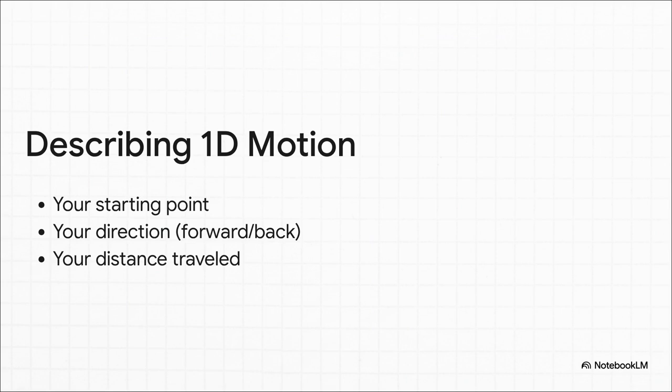So, if you want to know exactly where that train is, you only need 3 little bits of info. 1, where did it start? 2, which way is it going, forward or back? And 3, how far has it gone? With just those 3 things, you can pinpoint its exact location on the line. Simple, right? But what happens when we want to get off the track?